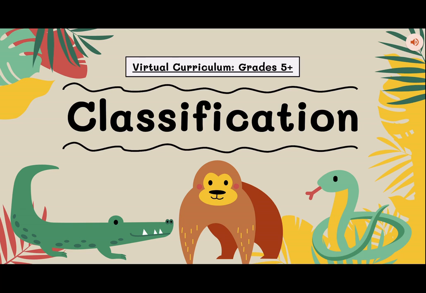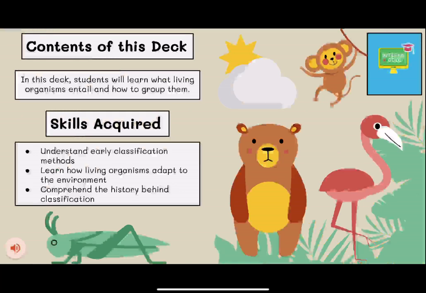Classification. This is a virtual curriculum for grades 5 and above. In this deck, students will learn what living organisms entail and how to group them. Some of the skills acquired are to understand early classification methods, learn how living organisms adapt to their environment, and comprehend the history behind classification.